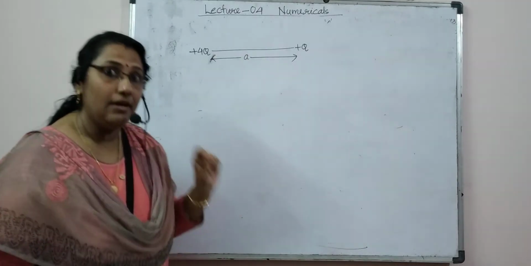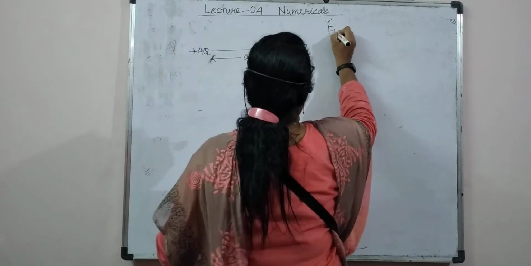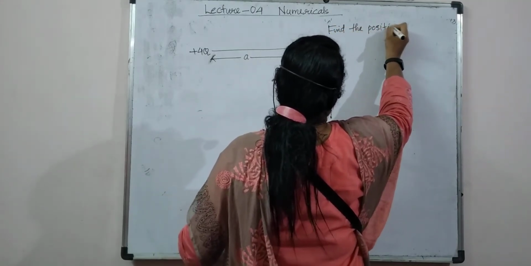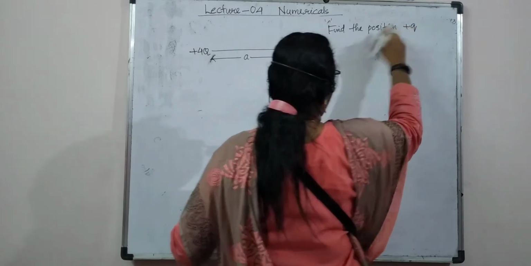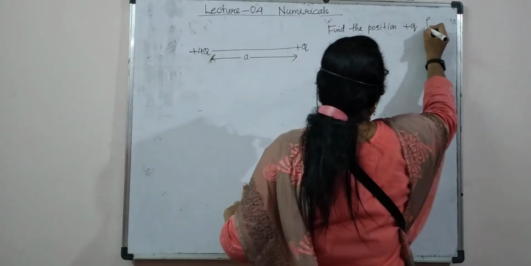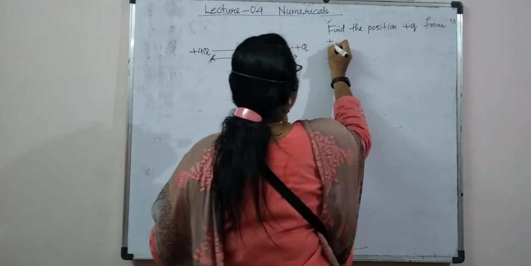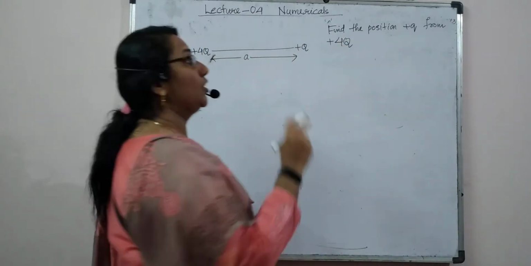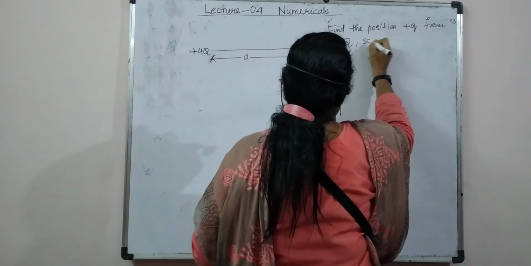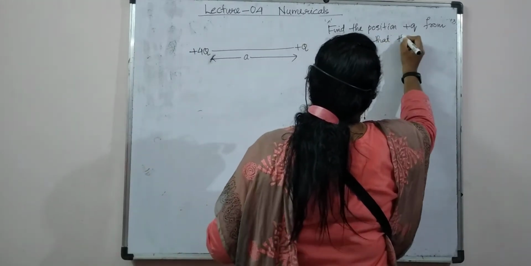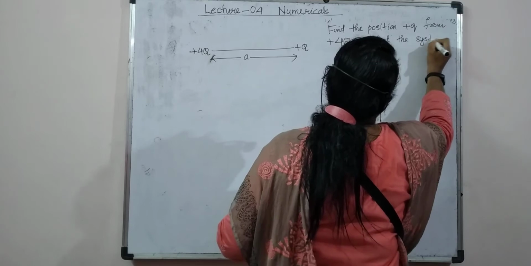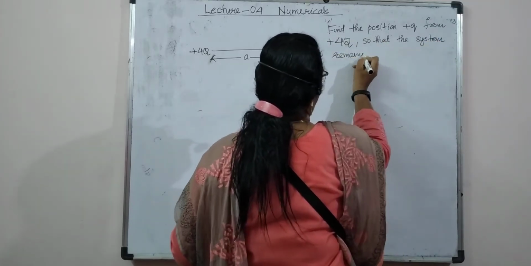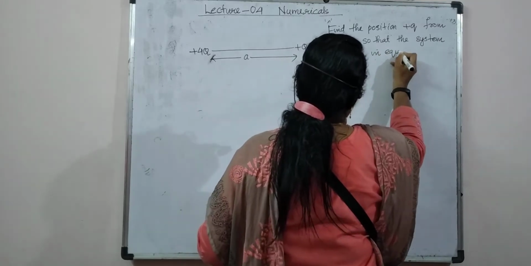The question is: find the position of the new charge plus q from plus 4q, so that the system remains in equilibrium. This is the question.